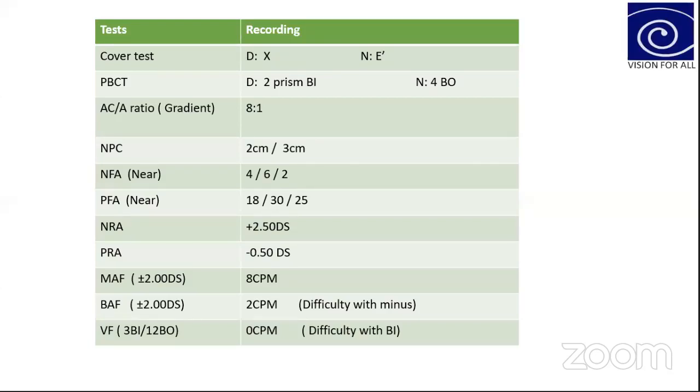If you see here, distance phoria is normal, but the near phoria is exophoria. So listen carefully.